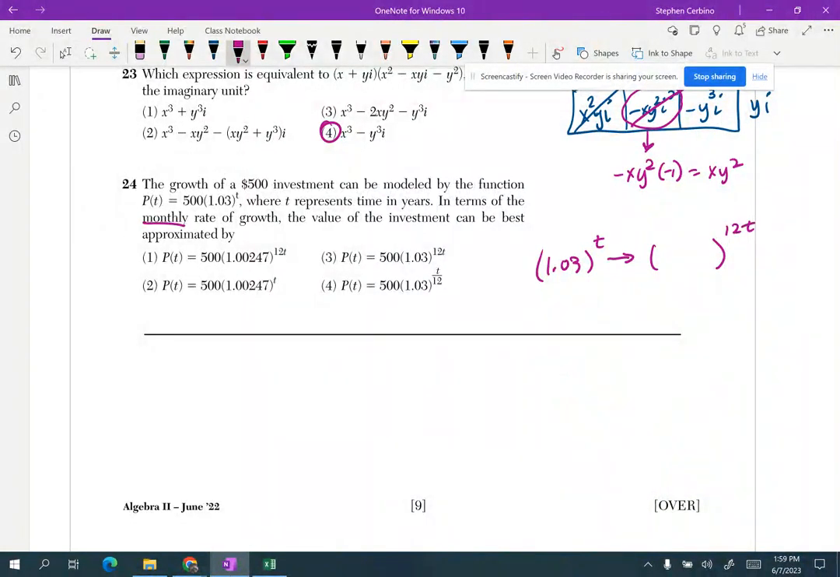So I'd multiply it by 12. Well, I can't just do that. I have to also change the exponent inside to 1/12 so it's the same value. 1/12 times 12 is back to 1. So we really didn't change anything, just what it looks like. If we type 1.03 to the 1/12th power in our calculator, we get 1.00247. It's rounded, and that's okay, which gives us choice 1.